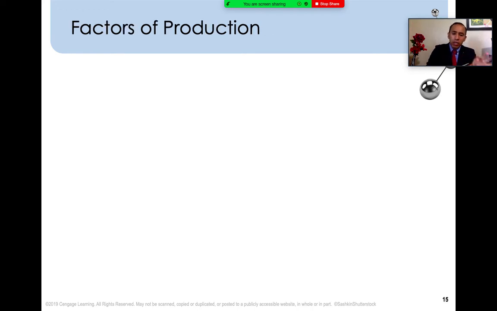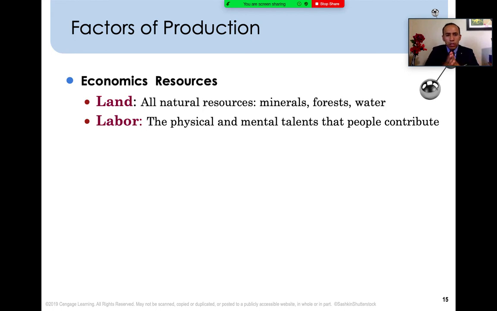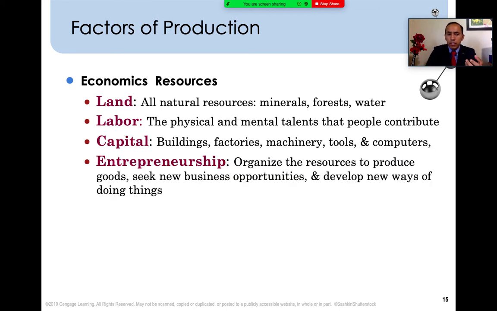Now, we have various factors that are considered crucial factors of production, and those are considered economic resources. Economic resources include land and labor. Land consists of natural resources, mineral, forest, water, and any open land that is available for cultivation and building and infrastructure. Labor is the physical and mental ability of a person.